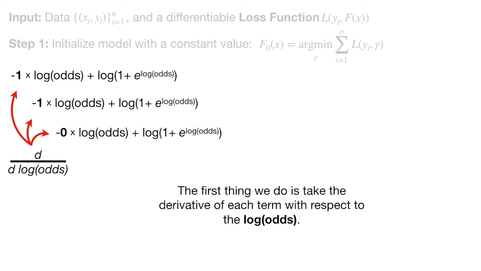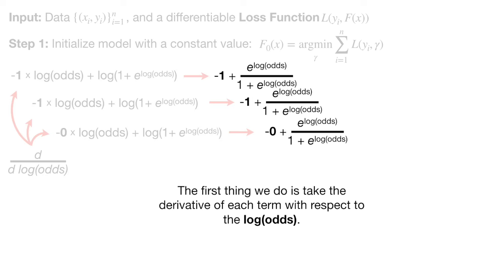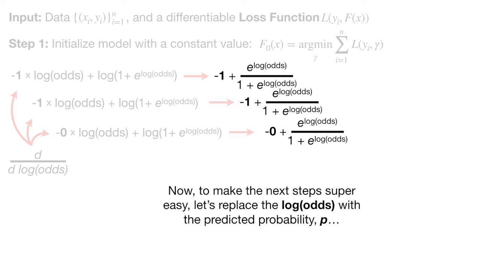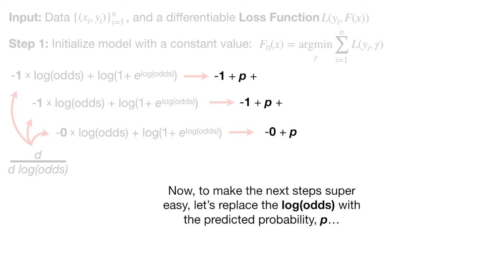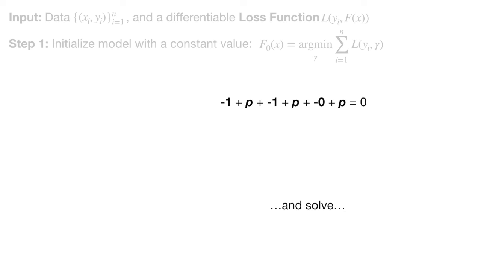The first thing we do is take the derivative of each term with respect to the log odds. Now, to make the next step super easy, let's replace the log odds with the predicted probability, p. And set the sum of the derivatives equal to 0 and solve.